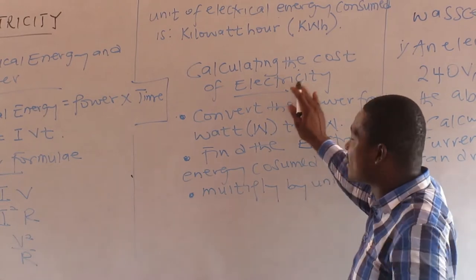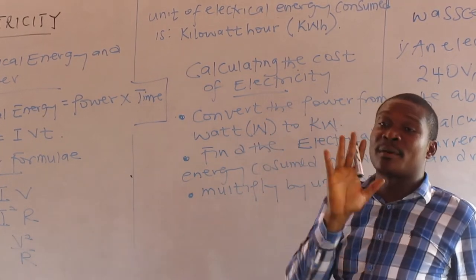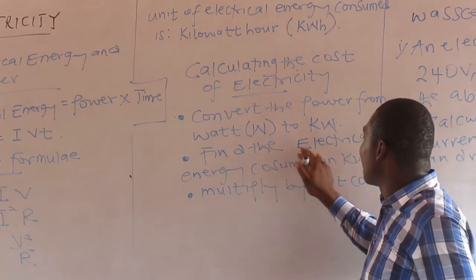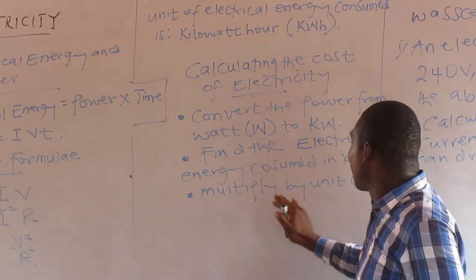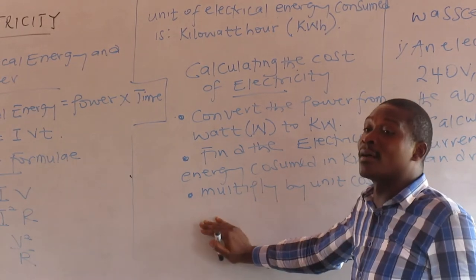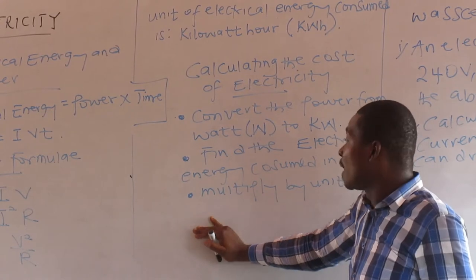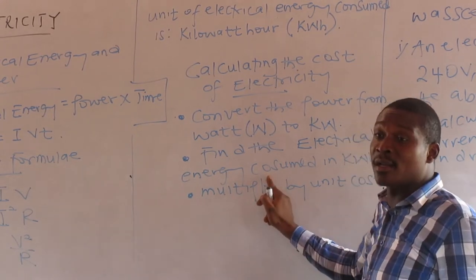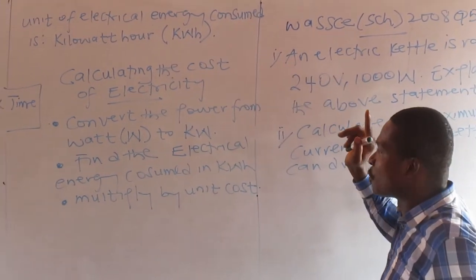Calculating the cost of electricity. Convert your power given in watts to kilowatts. That's the first step. Find the electrical energy consumed in kilowatt hour, then multiply by the unit cost, and you get the cost of the power you have consumed at the end of a month or a period. I'll give you a shortcut approach to this when we do calculations. Now let's go. Please take notes.